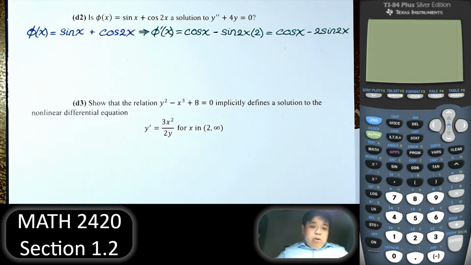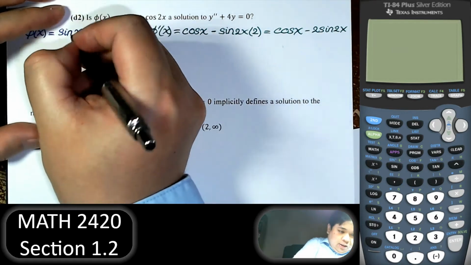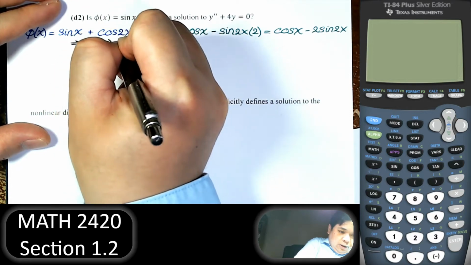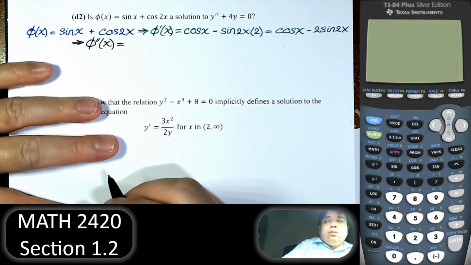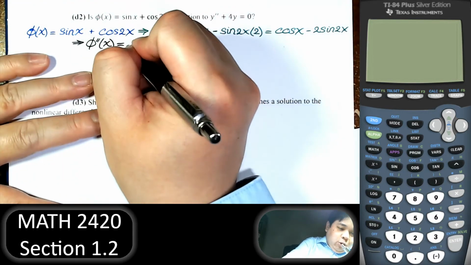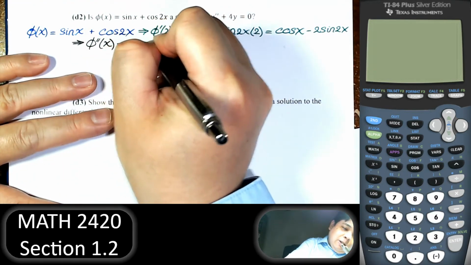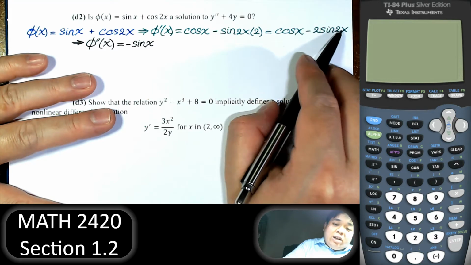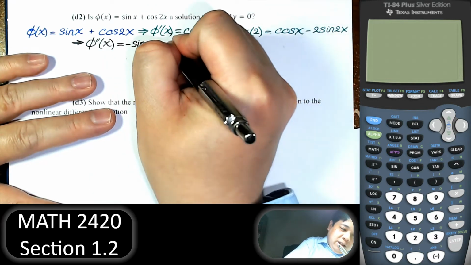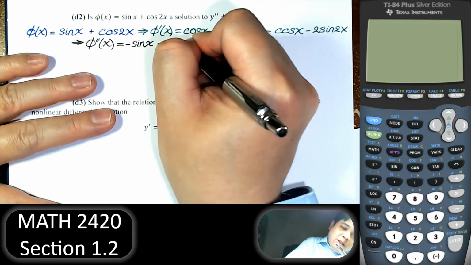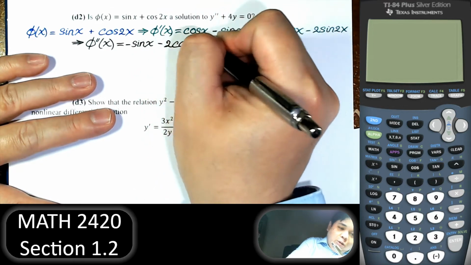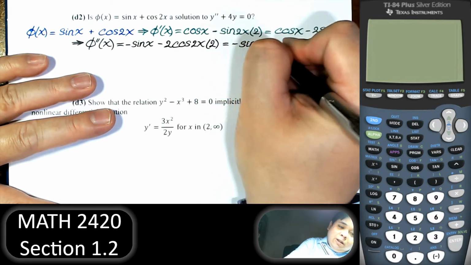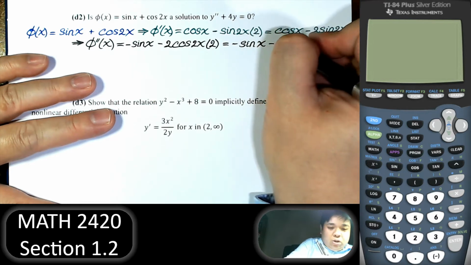And then we take the second derivative. The derivative of cosine x is negative sine x. And the derivative of this is cosine of 2x, and then it will be another 2. I will just write everything. So cosine of 2x, and then the derivative of 2x. So I have negative sine x, negative 4 cosine of 2x.